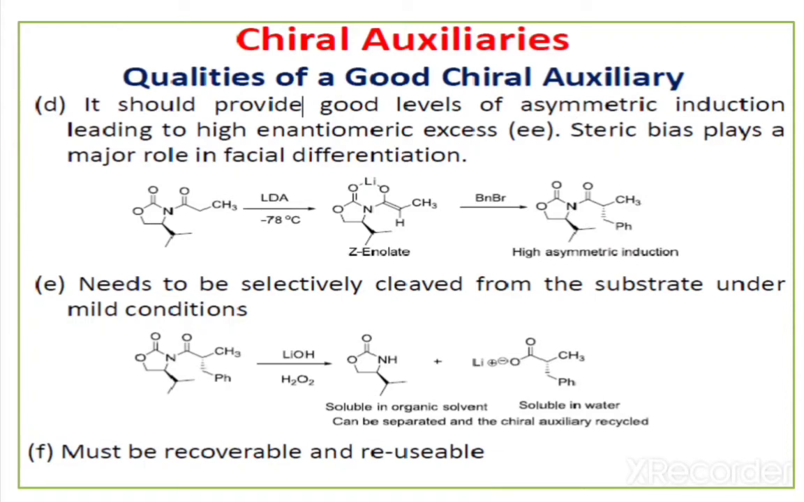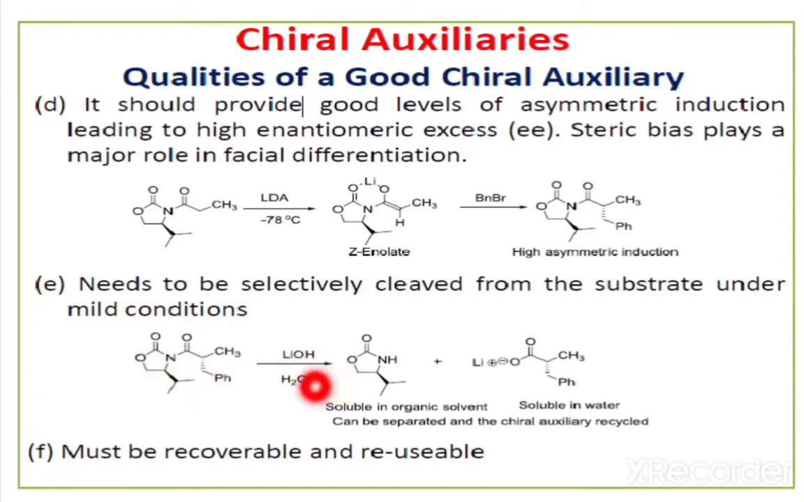Next, it needs to be selectively cleaved from the substrate under mild conditions. That means after completion of the reaction, the chiral auxiliary can be cleaved and recycled by using lithium hydroxide in the presence of H2O2. Here, by using lithium hydroxide and H2O2, we can remove the chiral auxiliary.